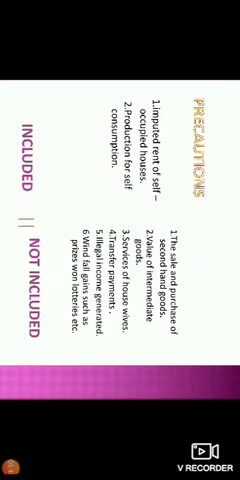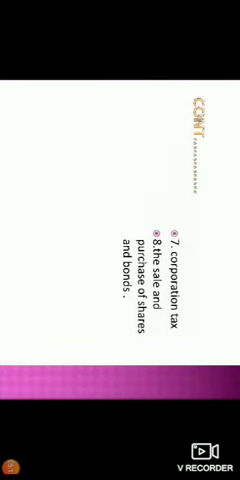And the next are the things which are not included in the national income measurement. The first one is the sale and purchase of second-hand goods. The sale and purchase of second-hand goods, value of intermediate goods, services of housewives, transfer payments, illegal income generated, windfall gains such as prizes won and lotteries, etc. The seventh one is corporation tax, and the last one is the sale and purchase of shares and bonds.